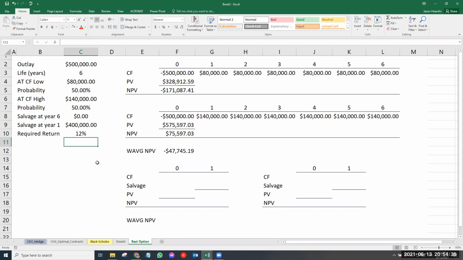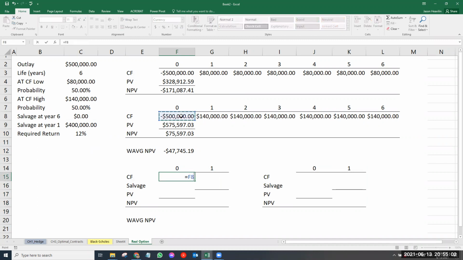Now, if you didn't have any other choices, that's where you are. You can then try to work with the numbers you have here. But we do have this other choice of a salvage value in year one of $400,000 if you decide to abandon the project. So let's see what it looks like if we only do it for 1 year and abandon. Let's start with the low cash flow.